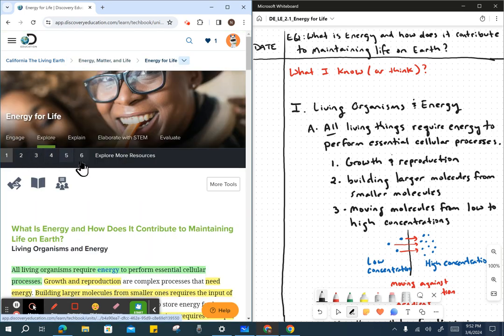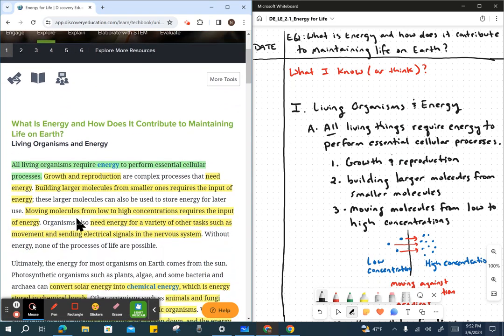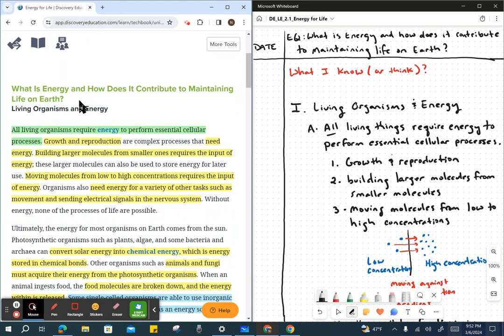Note that there are 6 Explore pages. The first one, what is energy and how does it contribute to maintaining life on Earth? That's going to be the focus there. It's how living organisms use energy. Okay, so go ahead and write down the date, set up your Cornell notes, and write down that essential question. And then why don't you answer it? Okay, pause your video and tell me what you think, or hopefully what you know.